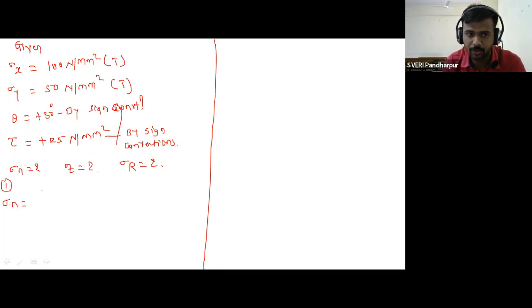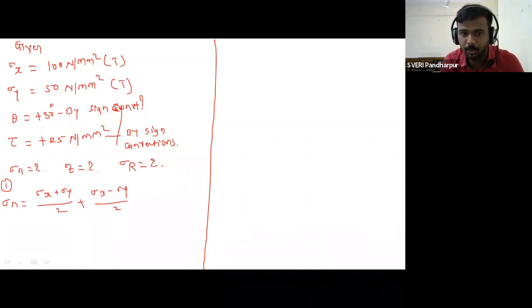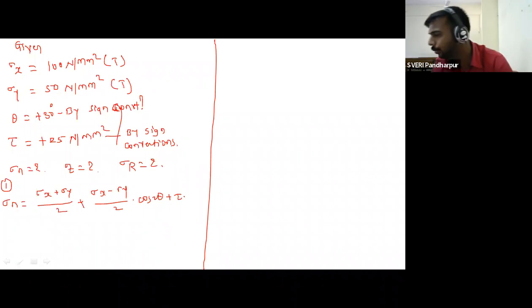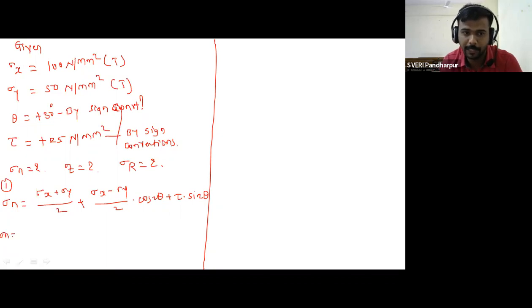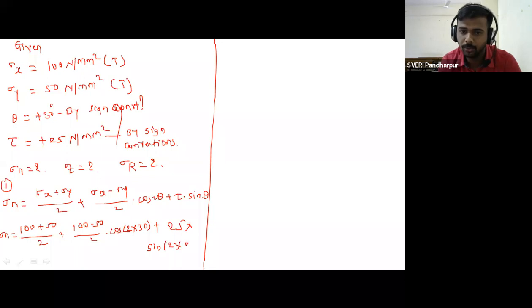Sigma n is equal to sigma x plus sigma y divided by 2, plus sigma x minus sigma y divided by 2 into cos 2 theta, plus tau into sin 2 theta. So one by one, put all the values. Sigma n is equal to 100 plus 50 divided by 2, plus again 100 minus 50 divided by 2 into cos 2 into 30, plus tau 25 into sin 2 into 30.